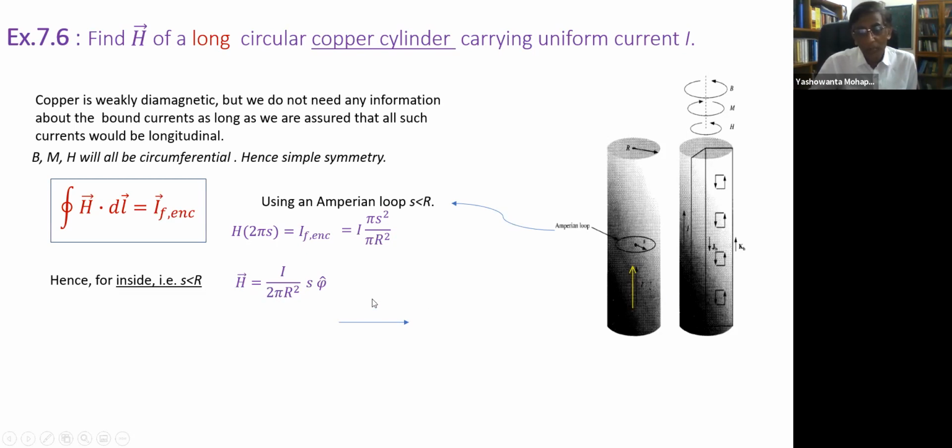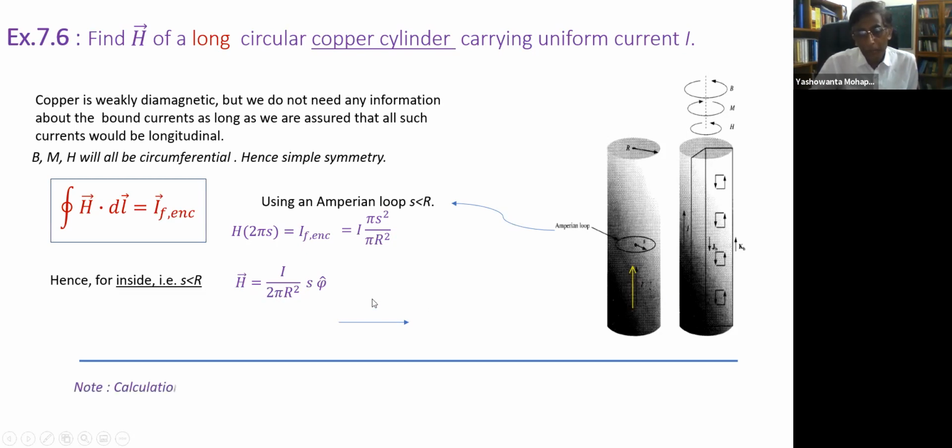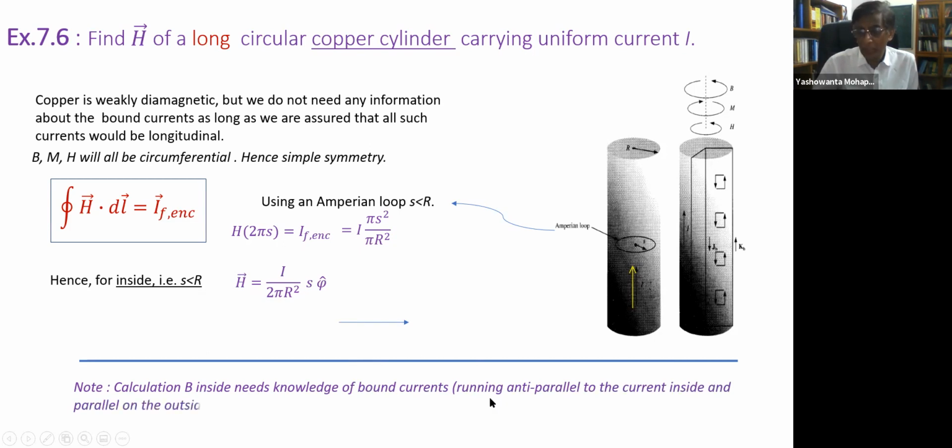What about the calculation of B inside? It needs knowledge of bound currents, and H I can do. What are the kind of bound currents I expect here?